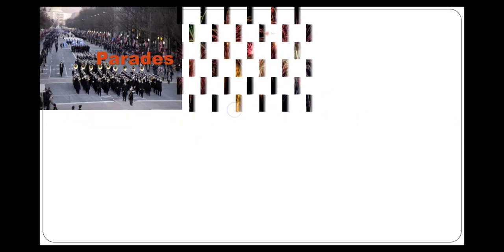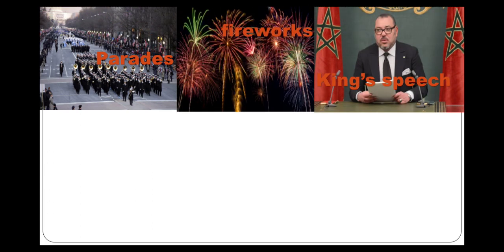Now let's move to some ways people celebrate. Now in Morocco, when people celebrate national days like the Throne Day, Independence Day, and the Green March, they celebrate by different means. For example, by means of parades. So parade is the first picture here. Parades, groups of soldiers or military forces who demonstrate some art, some music, some dancing. So these are parades. We can also celebrate by means of fireworks. The second picture here, fireworks. And the king gives a speech to his people.